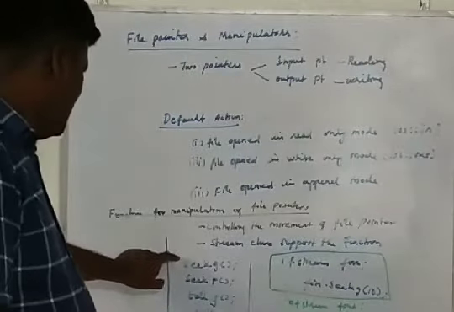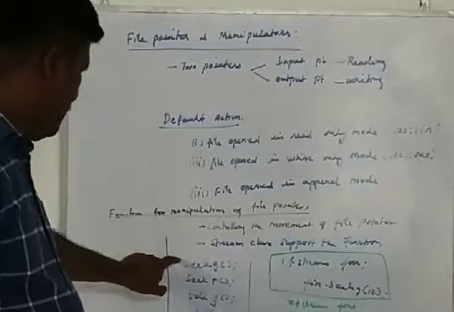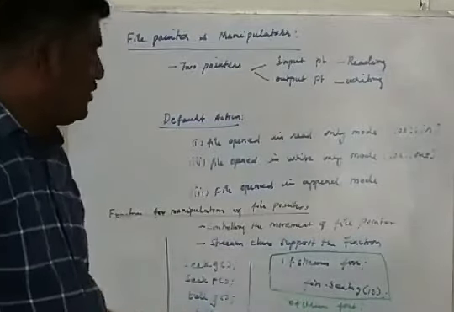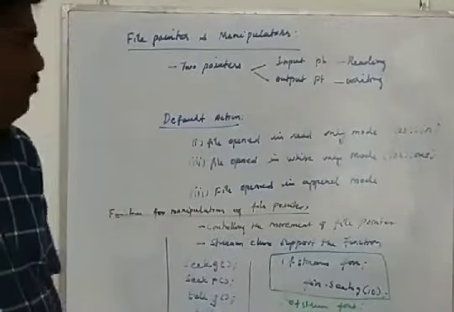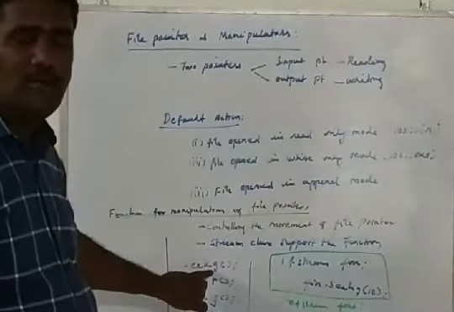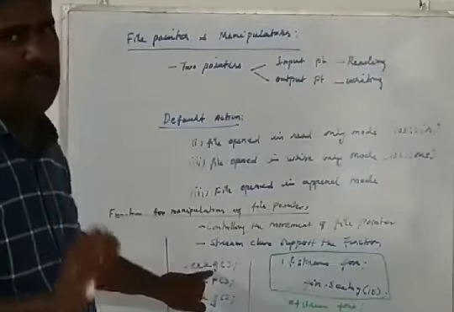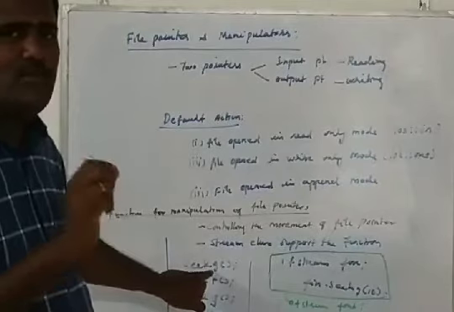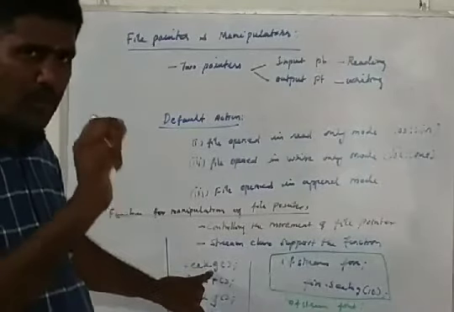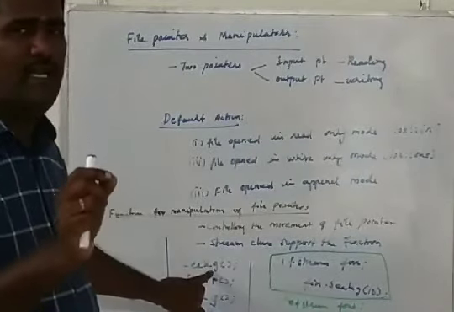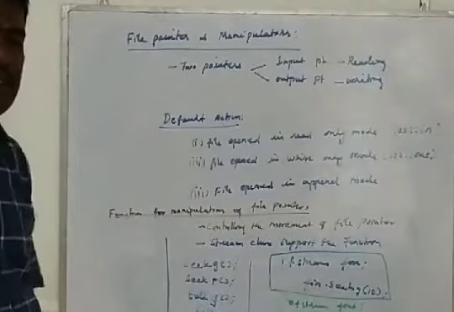First, what is meant by seekg? Seekg moves the get pointer to a specific location. The get pointer is nothing but the input pointer. So it moves the input pointer to the specific location. At that time we are using seekg.